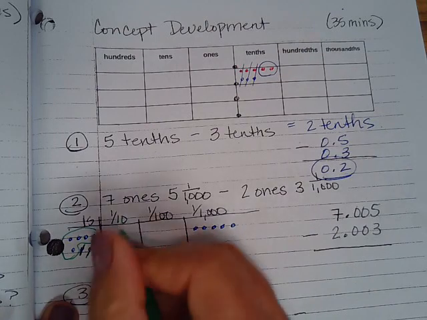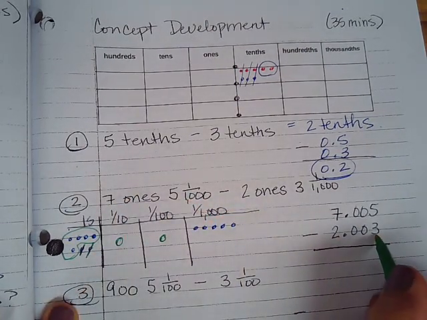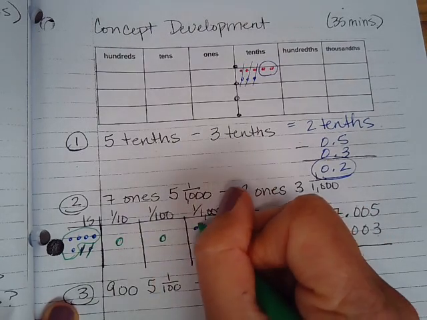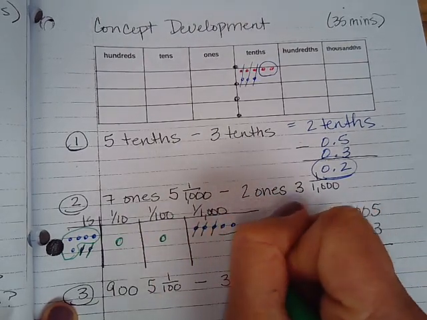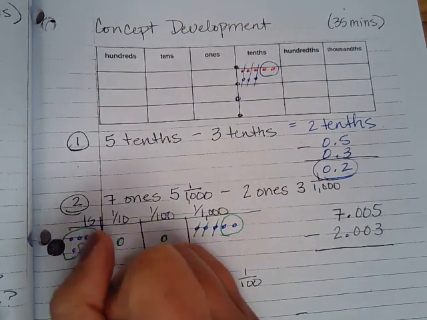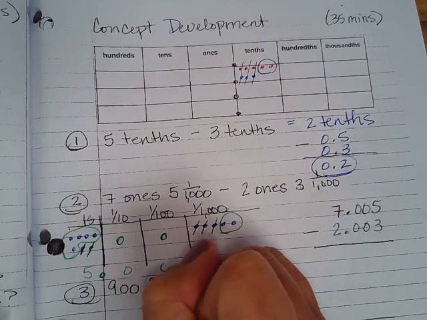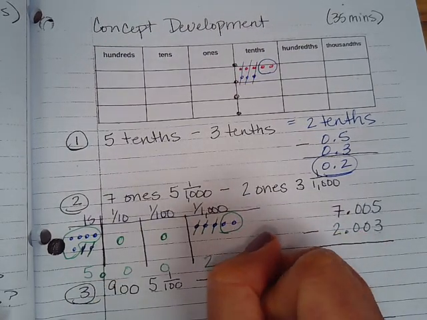Then over here, this is nothing. This is nothing. Now I'm going to take away 3 from the 5. 1, 2, 3. What am I left with? So what am I left with here? 1, 2, 3, 4, 5. I'm left with 5 and 0, 0, 2.